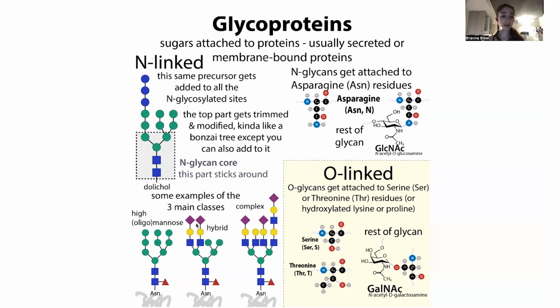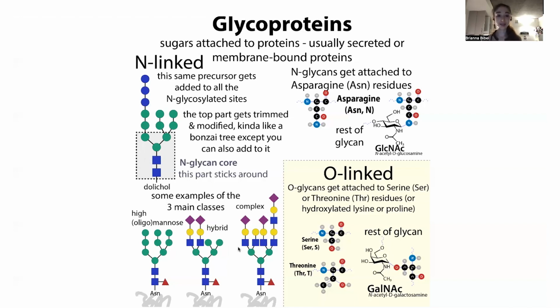So there are three main classes: high oligomannose, hybrid, and complex. It can get complex, and I'm not going to go into it, but you can see these different shapes are representing the various different sugars. And another thing is that you might think, okay, well, why do you add this whole big thing if you're just going to take off some of it?